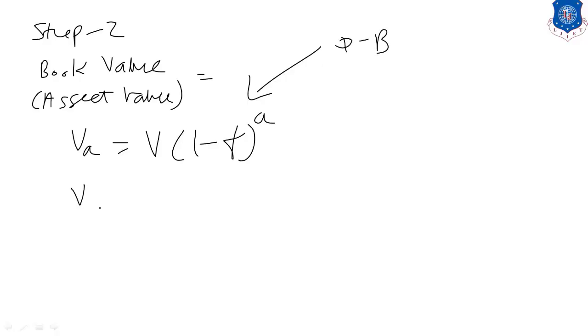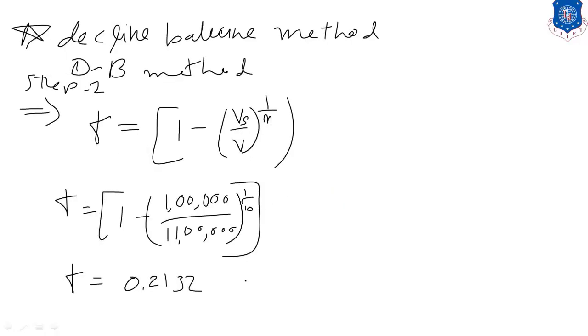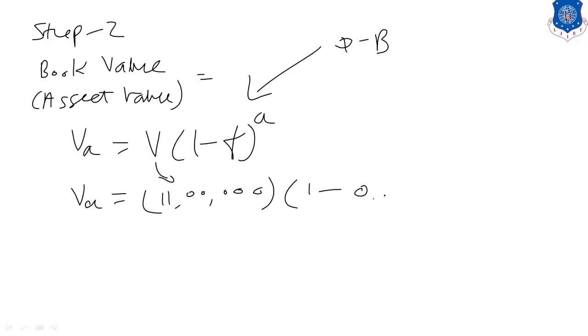So VA is equal to 11 lakhs, which is our original cost. So this V becomes our original cost. In the bracket 1 minus F, the value of F is found in the previous section, which is 0.2132. So let's write this: 0.2132 whole raised to 5, which is the number of years for which we are going to find depreciation.